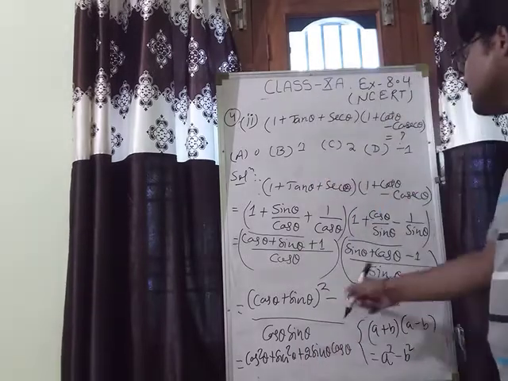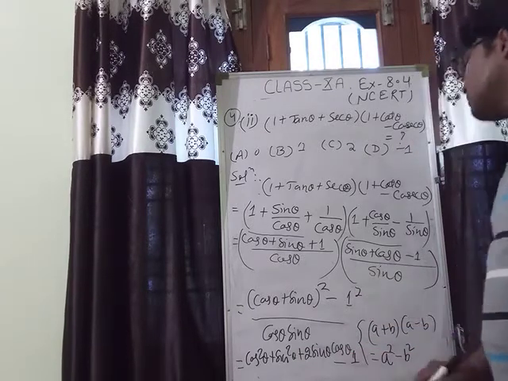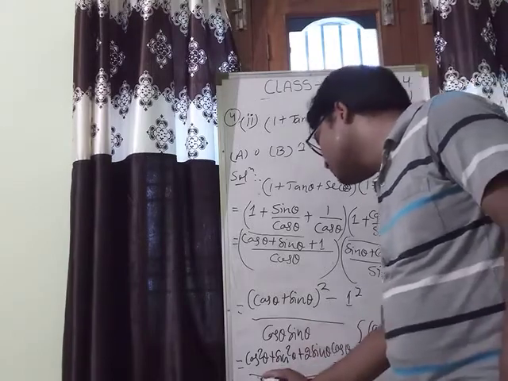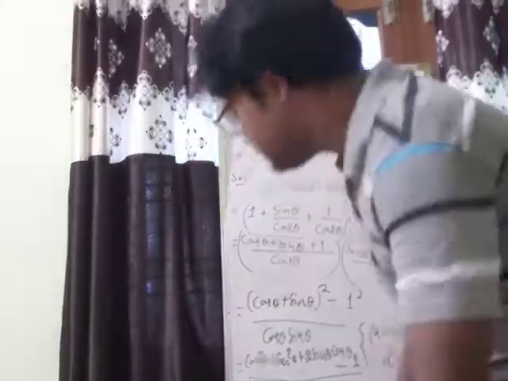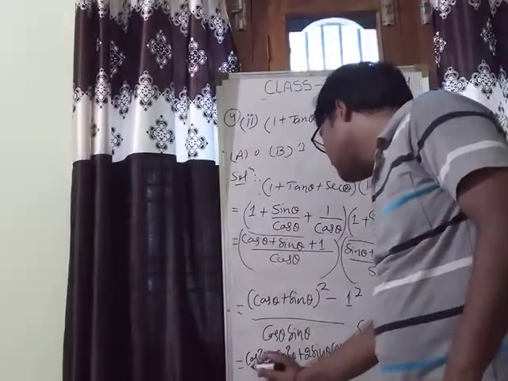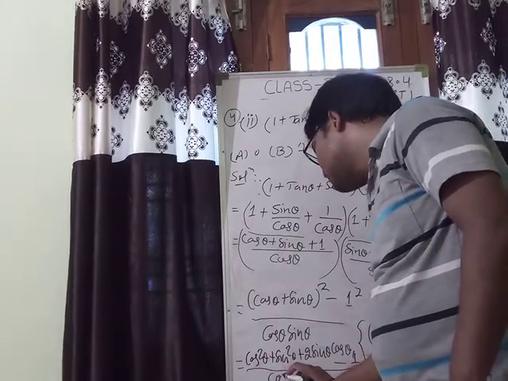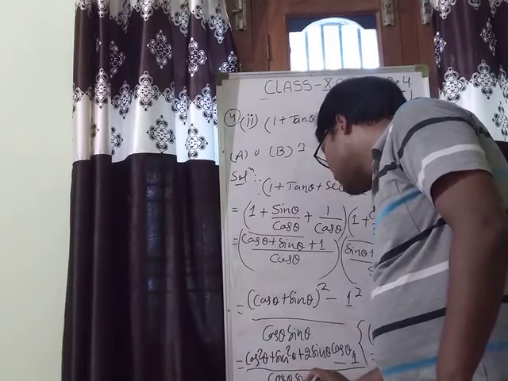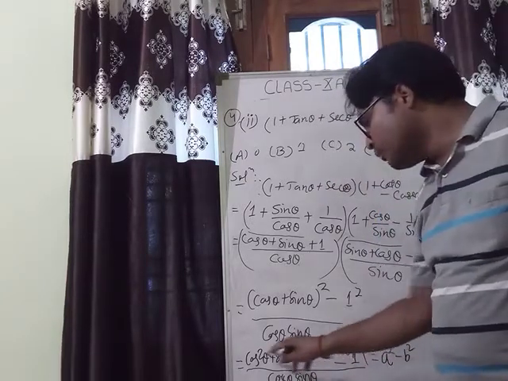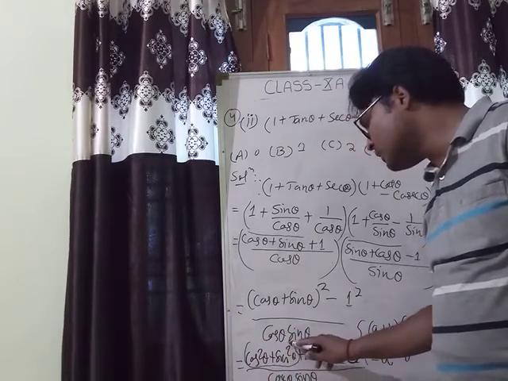Okay? And this is minus 1 square is 1. 1 square is 1 upon cos theta sin theta. We have to write this upon cos theta sin theta. Okay? Now you can see the first two terms of the numerator, cos square theta plus sin square theta.